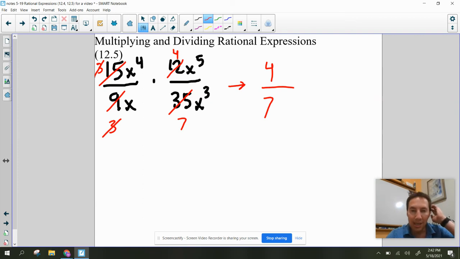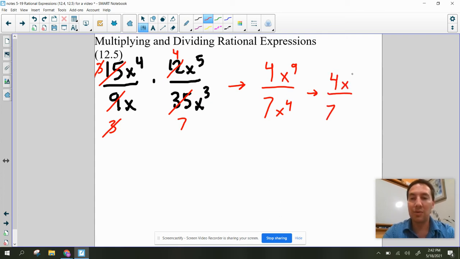over 7. Then how about my x's? You could cancel these out. I actually just like to multiply across and then deal with it. So I've got x to the 9th on top, x to the 4th on the bottom, which then reduces to x to the 5th if you use your division exponent rule, because 9 minus 4 is 5.